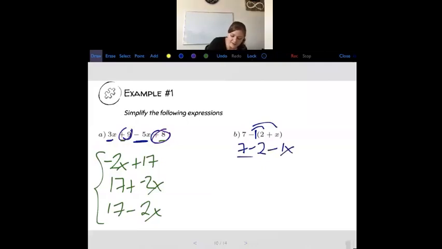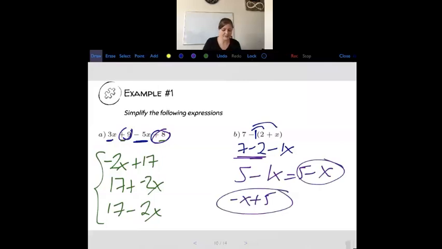When we talk about like terms, 7 and 2 are alike. So this can be written as 5, and then -1x, or just 5 minus x. Okay, that x is still there. Even though it can't combine with anything, it needs to be part of your answer. This could also be written as x plus 5. So either of these are okay.